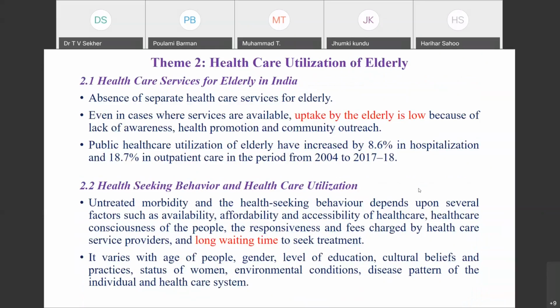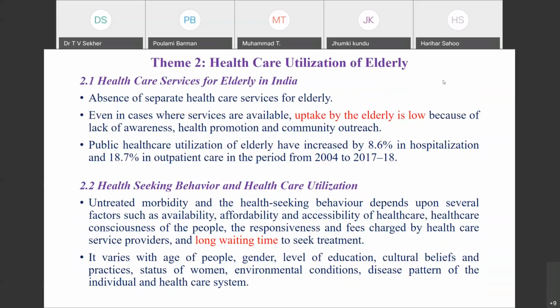With respect to healthcare services for elderly in India, we can see the absence of separate healthcare services for elderly, and wherever services are available, uptake by the elderly is low because of lack of awareness, health promotion or community reach. In those circumstances, public healthcare utilization for elderly has increased from nearly 9% in case of hospitalization and nearly 19% in outpatient care during 2004 to 2017-18.